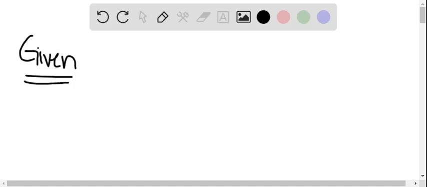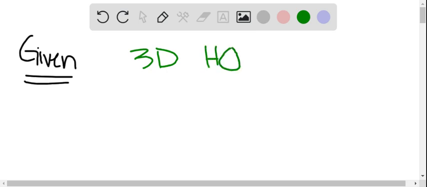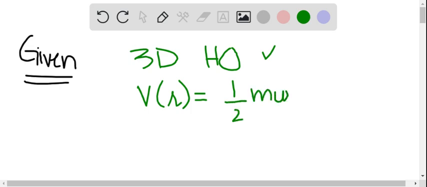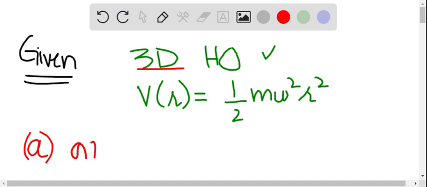So in this question, we are given a 3D harmonic oscillator, right? For harmonic oscillator, I'm using HO. Fine, and its potential is given that V of r is equal to 1 over 2 m omega square r square, right?